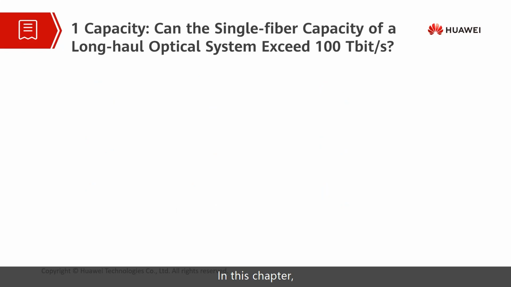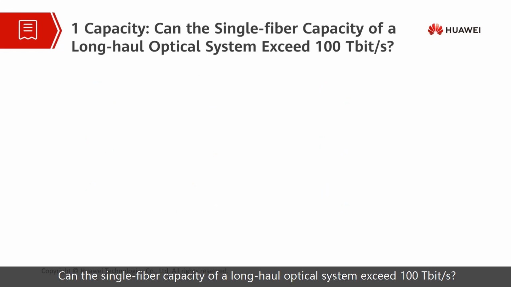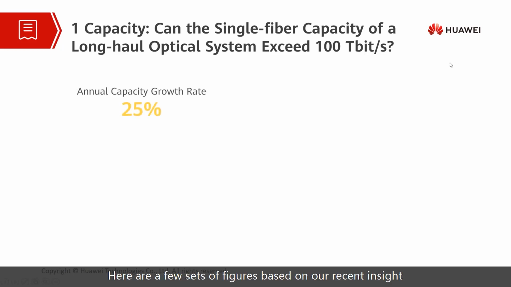In this chapter, we'll discuss the first challenge. Can the single fiber capacity of a long-haul optical system exceed 100 terabits per second? So here are a few sets of figures based on our recent insight and forecast on carriers' optical networks.